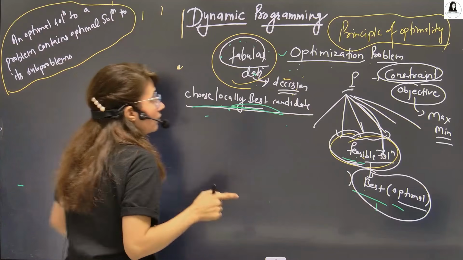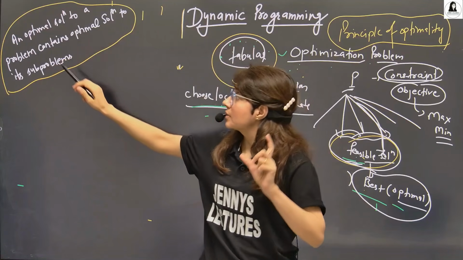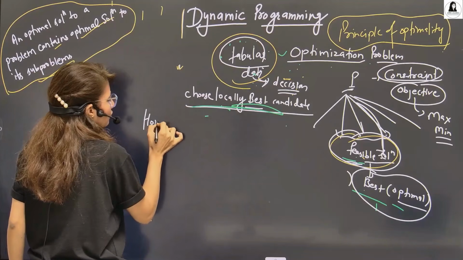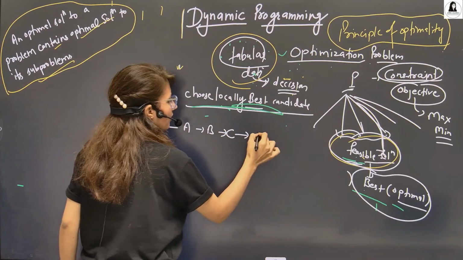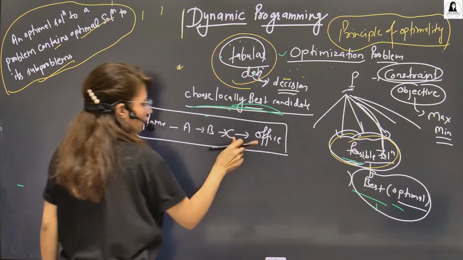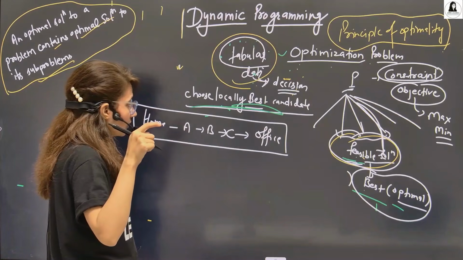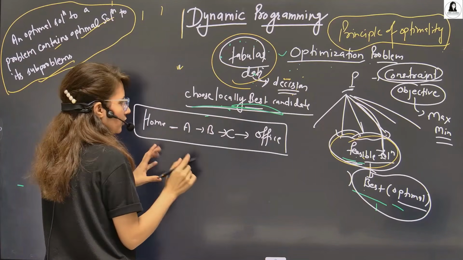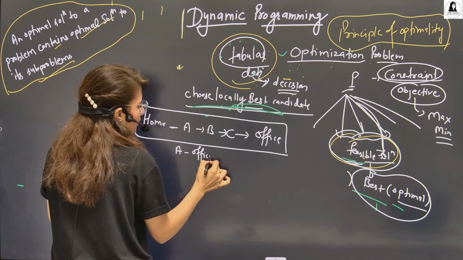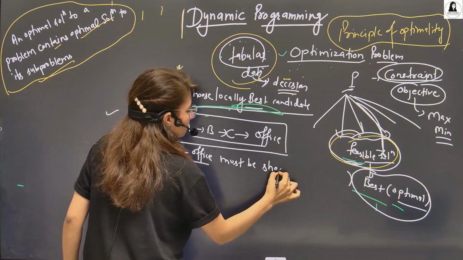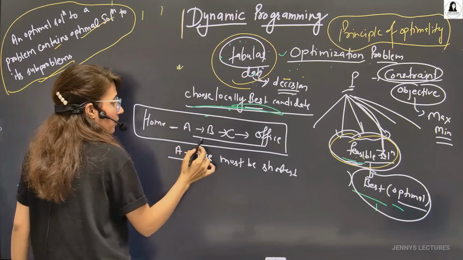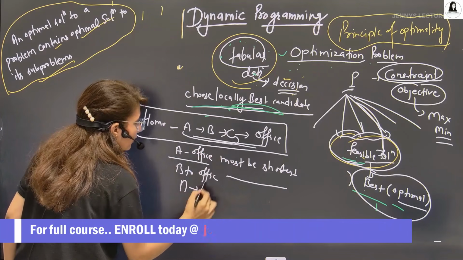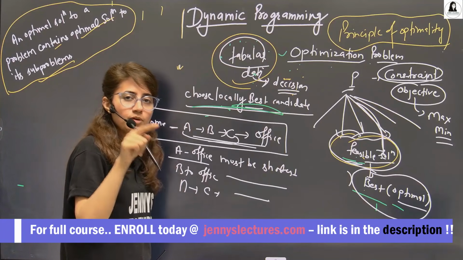The principle of optimality says an optimal solution to a problem contains optimal solutions to its subproblems. Suppose the shortest route you get from your home to office is: you go to A, some intermediate location, then B, then office. That's the shortest route you get using dynamic programming. Now, the principle of optimality says that the best path from A to office must be shortest. The best path from B to office must be shortest. The best path from A to B, from A to C must be shortest. That is what the principle of optimality says.